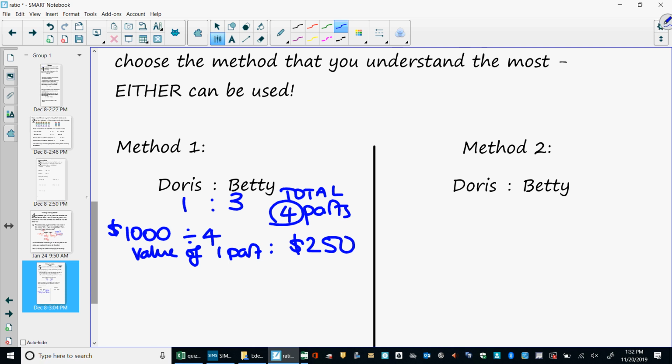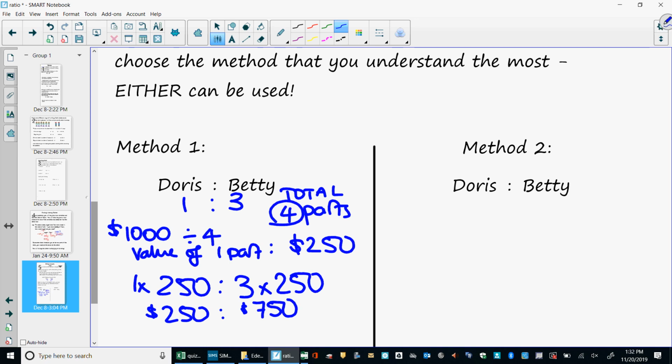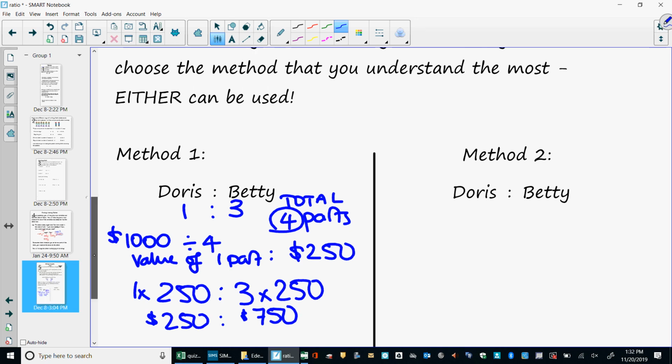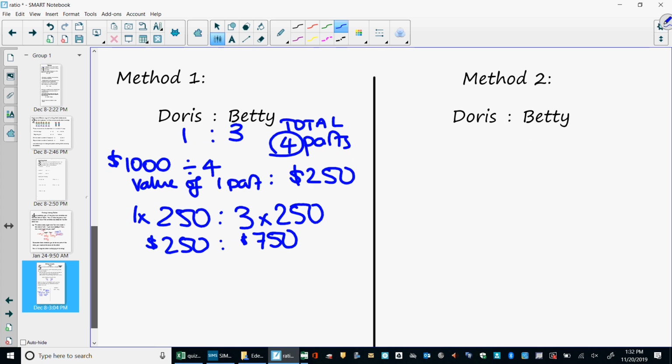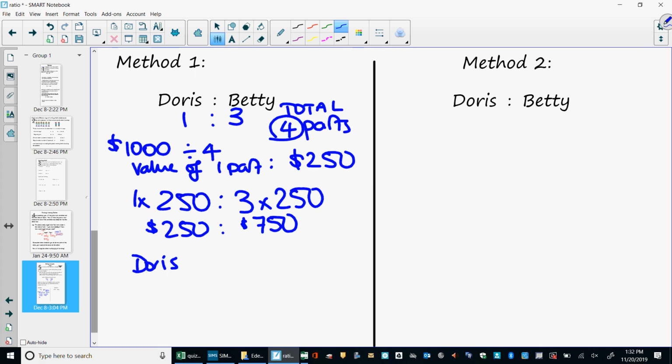$250, yes? Now we've said that Doris gets 1 part, so she's going to get $250. And Betty's going to get 3 parts, so that's 3 lots of 250. So Doris just gets 250, Betty gets 750. So the question has asked us, how much money does Doris get? So Doris gets 250.